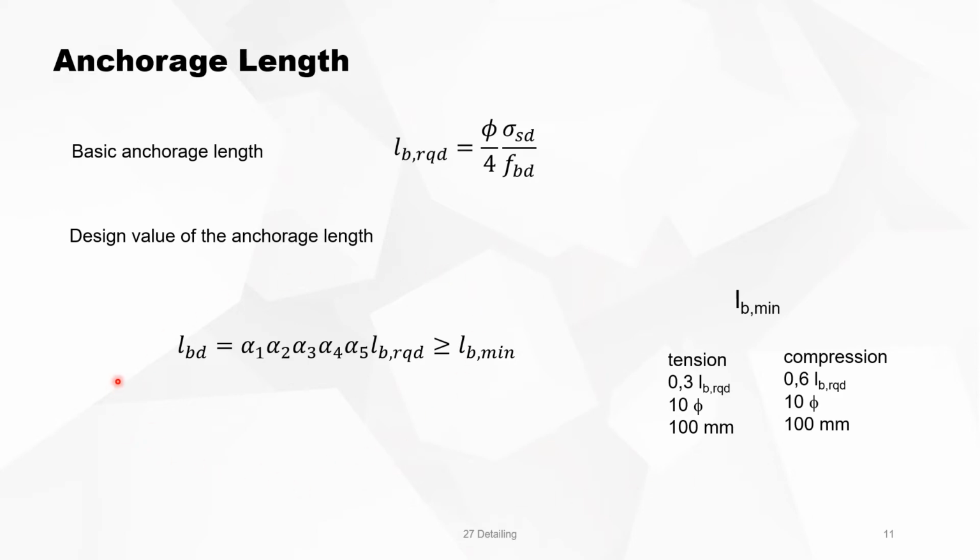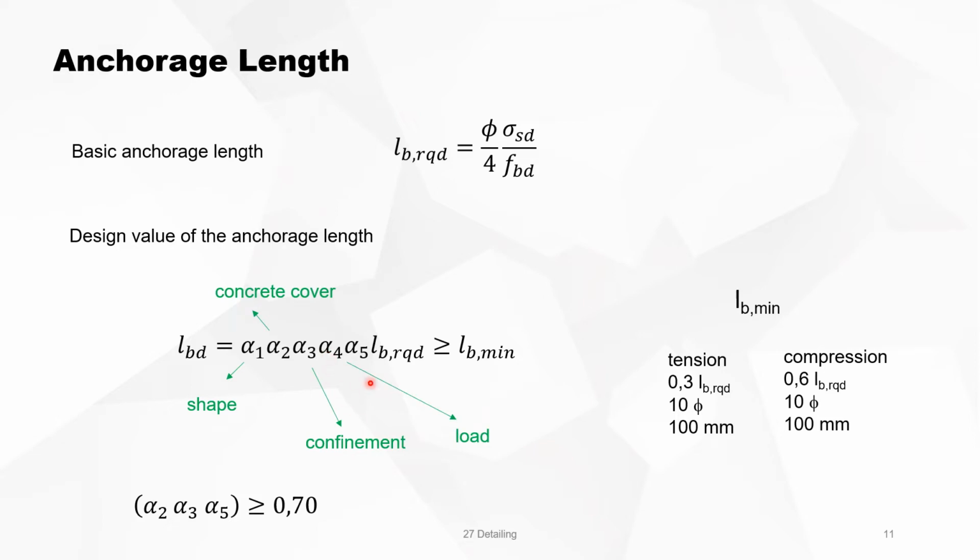In this formula, if we look at it a little bit closer, there is also a limit put on alpha 2, alpha 3, and alpha 5. If you multiply them, the product must always be bigger than 0.7. If this is not the case, you can replace it by 0.7. The first factor, alpha 1, is the shape factor. The second one is dependent on the concrete cover. The third one deals with confinement of the concrete. Alpha 4 has to do with the type of load, tension or compression. And alpha 5 is the lateral support that it has. So these are the 5 phenomena that govern the anchorage length.